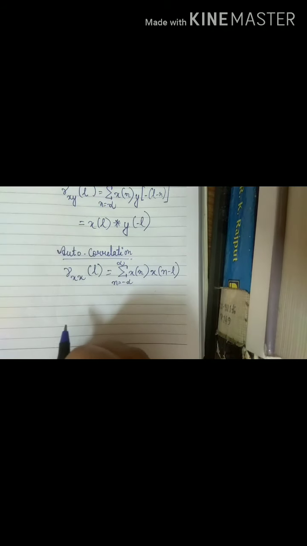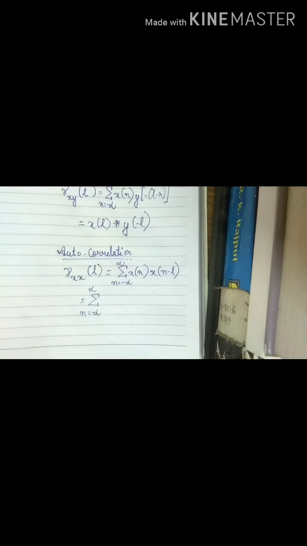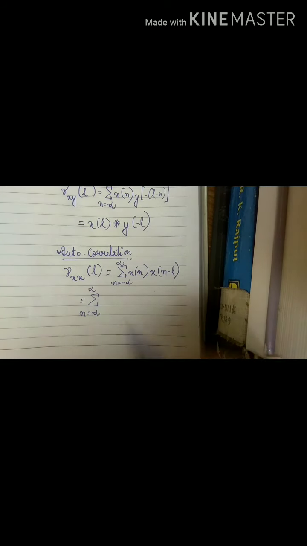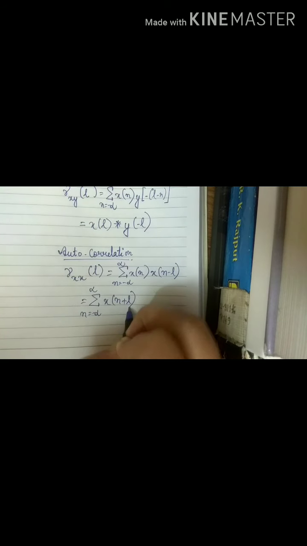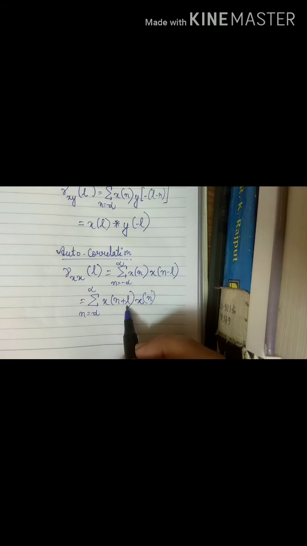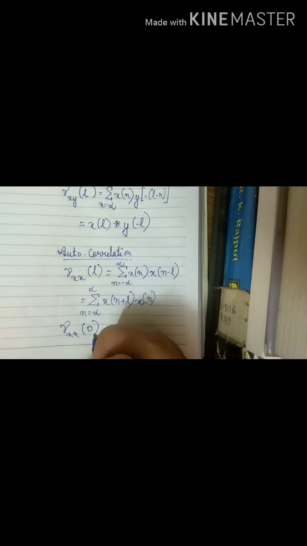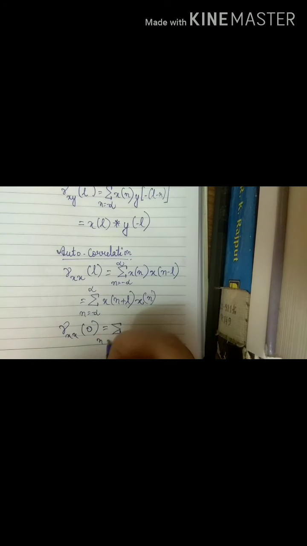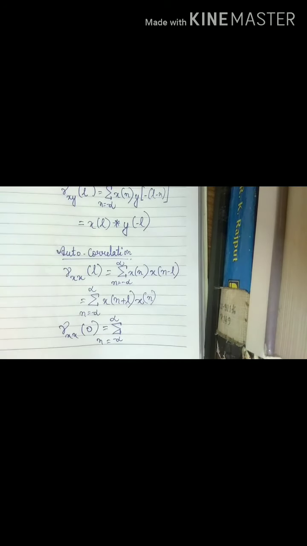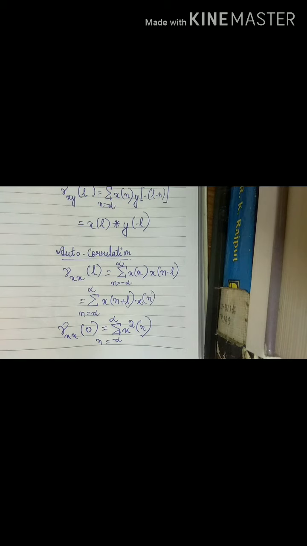It can also be written with n extending from minus infinity to plus infinity as x(n plus L) into x(n). If the value of the parameter L is equal to 0, then this can be written as gamma xx(0), lower and upper limits of n remaining the same. This will become x square(n). Next we move on to properties of correlation and autocorrelation sequences.